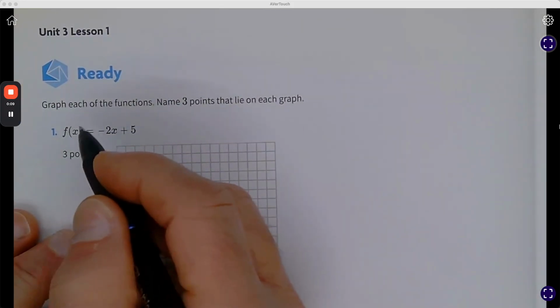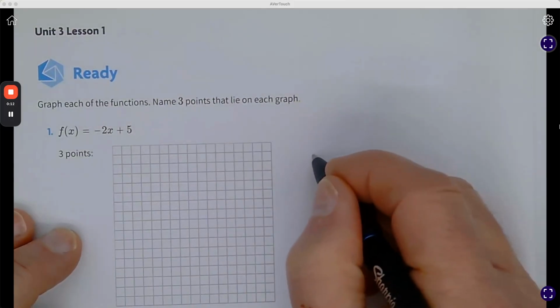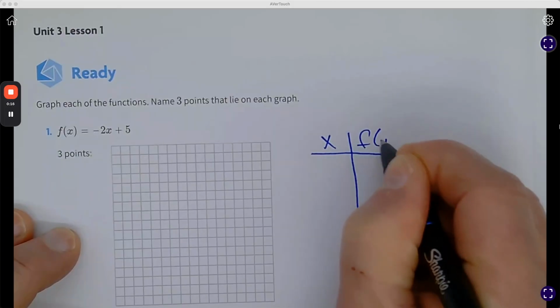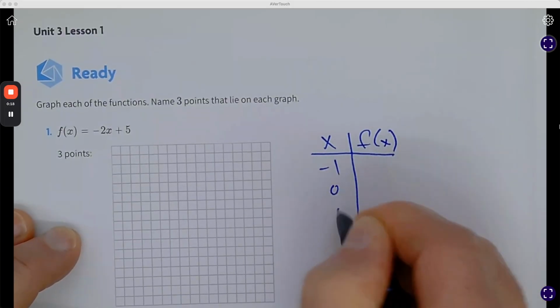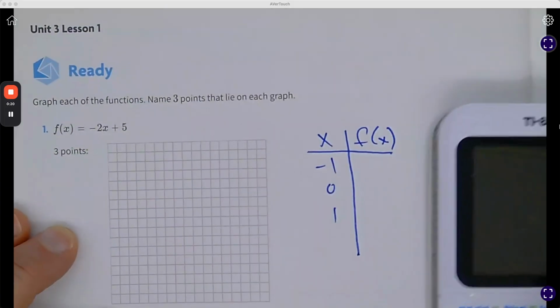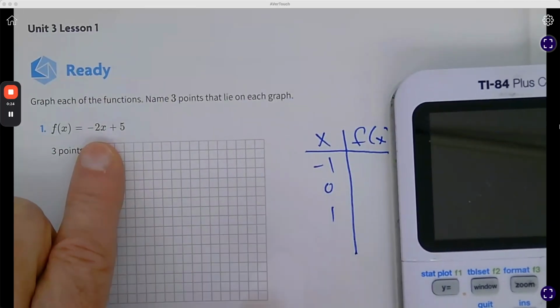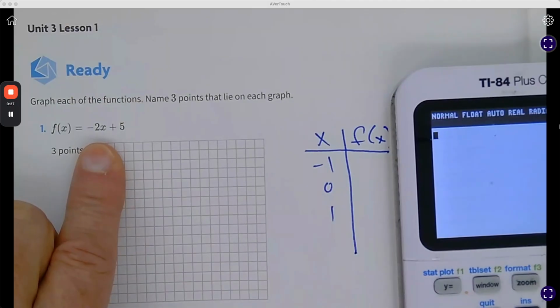Notice we have an output value of f of x and an input value of x. So I'm going to make a table of values. I'm going to let x be these values, and I'm going to plug them in one at a time. That's how you find the output, right? Pick an input, substitute it in, that's the output.